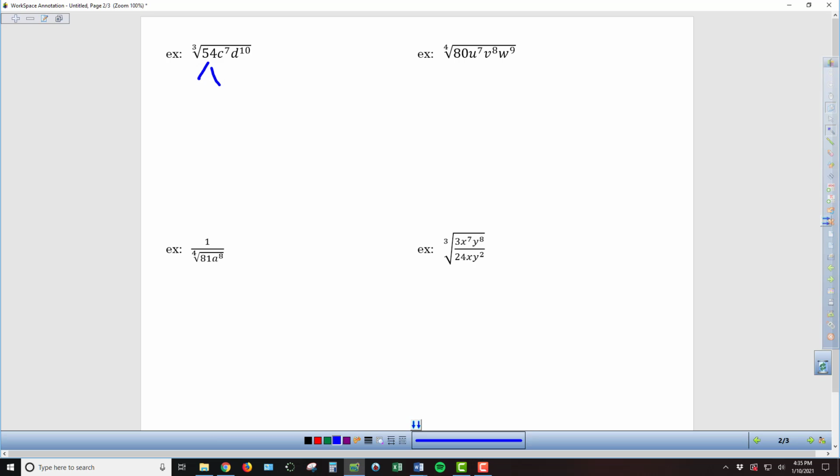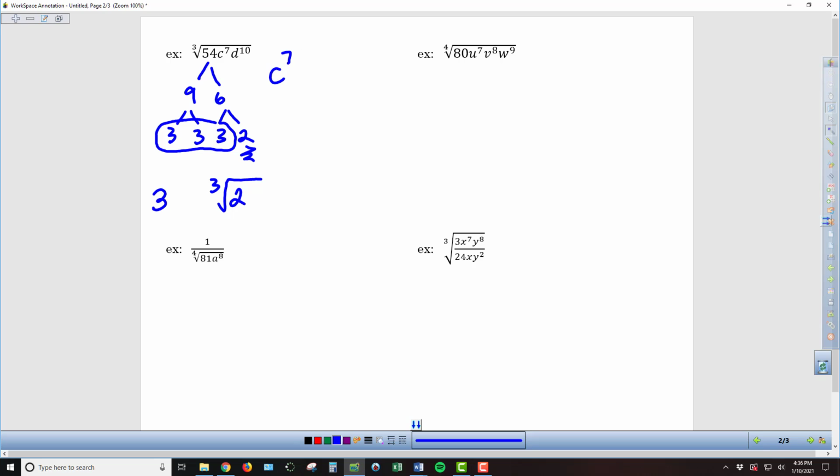So in the case of this example here, the cube root of 54, c to the 7th, d to the 10th, I'm going to focus on the numerical part first. So 54, any of a number of ways I could break that up, but I'll go with 9 times 6, and then the 9 breaks into 3 and 3, and the 6 breaks into 3 and 2. So right here, I can see I've got a set of 3 3s, so that's going to come out of the cube root symbol as a 3, but I have this leftover 2, so that's going to be stuck underneath the cube root symbol as a 2. I've left a little space here because I also have to deal with these variables.